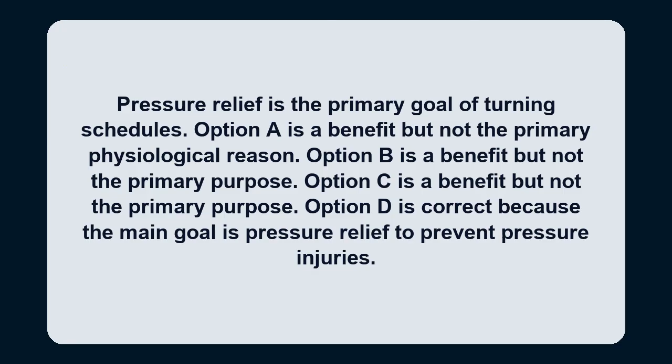Option A is a benefit, but not the primary physiological reason. Option B is a benefit, but not the primary purpose. Option C is a benefit, but not the primary purpose. Option D is correct because the main goal is pressure relief to prevent pressure injuries.